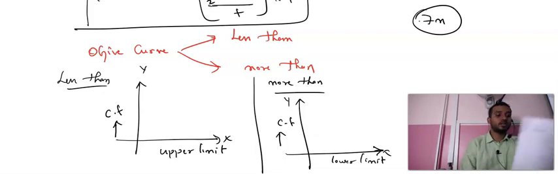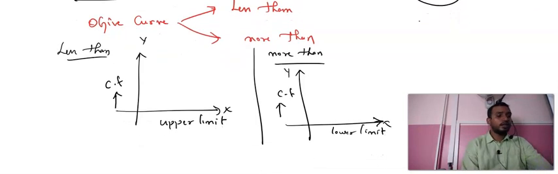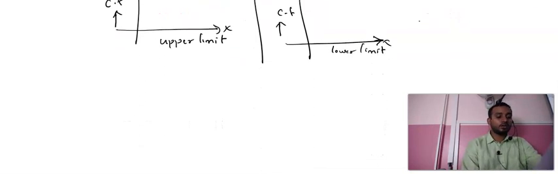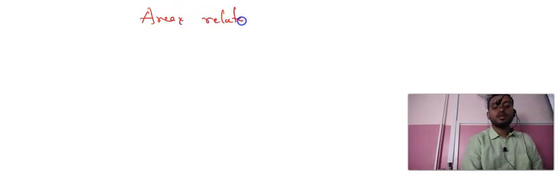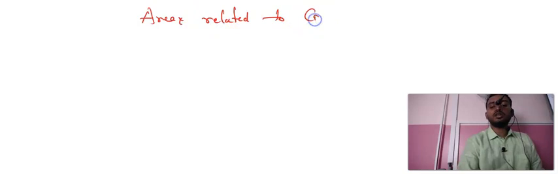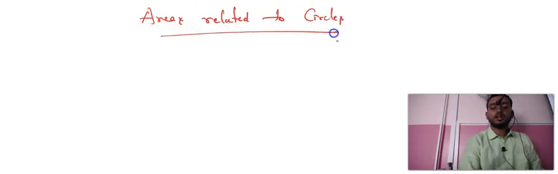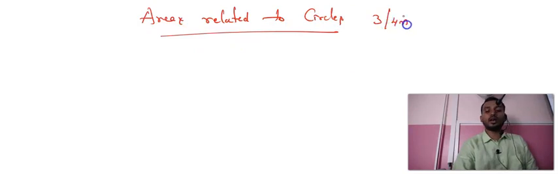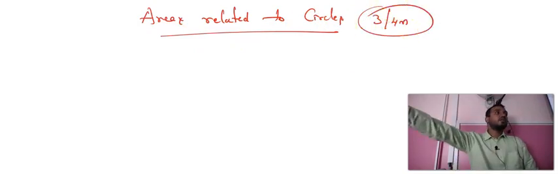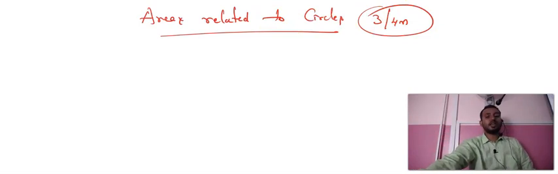Okay, good. And now let me go to the next chapter: Areas related to circles. Children, from this chapter you can expect around 3 to 4 marks.